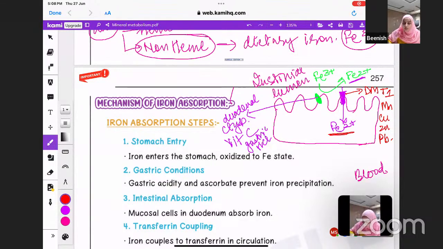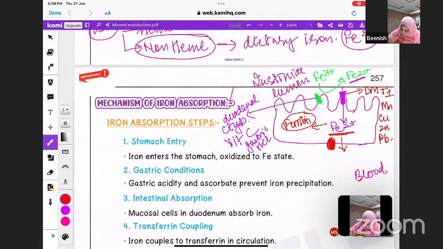Now this Fe2+ is inside the enterocyte. The excess of this is going to be stored in the form of ferritin. So your ferritin is the storage form of iron. The other iron, according to the body's demand, how much is required by the body, is going to be transported. If there's some excess, it is stored.